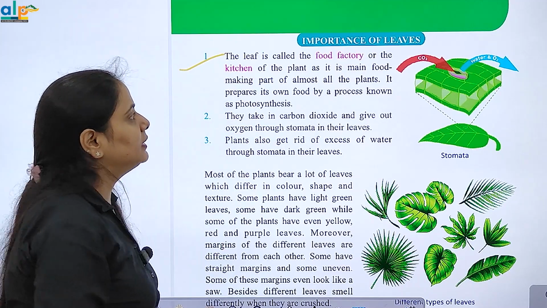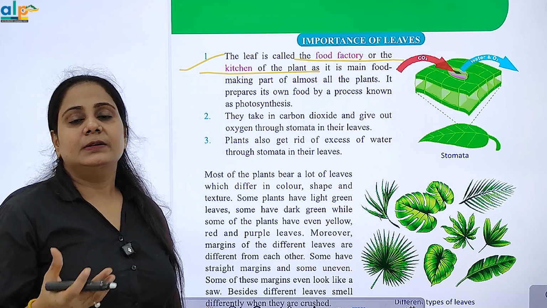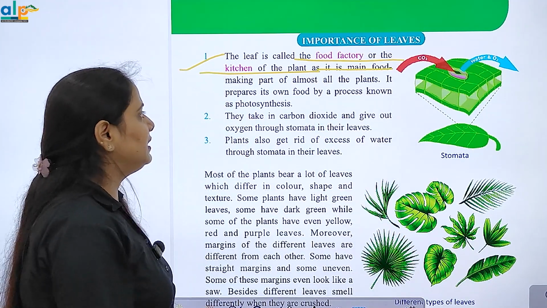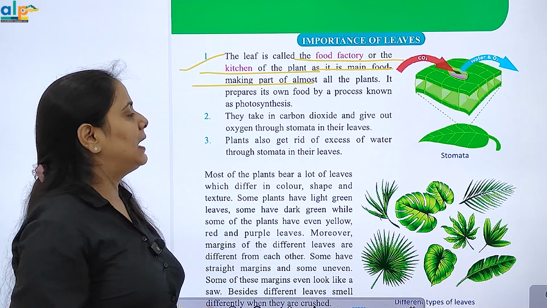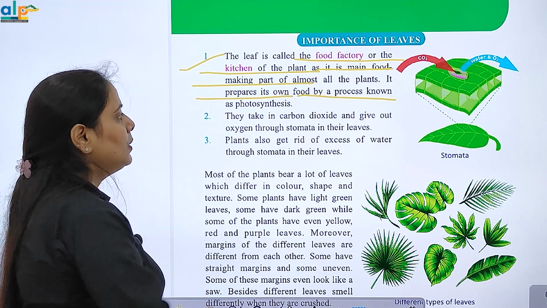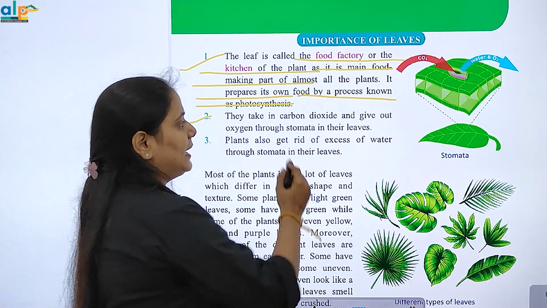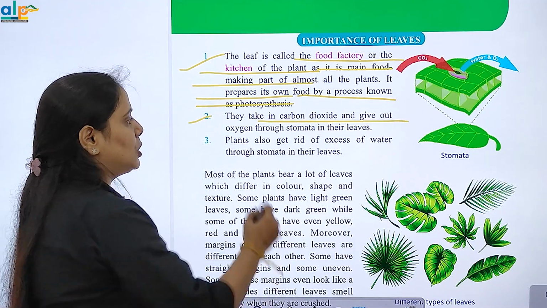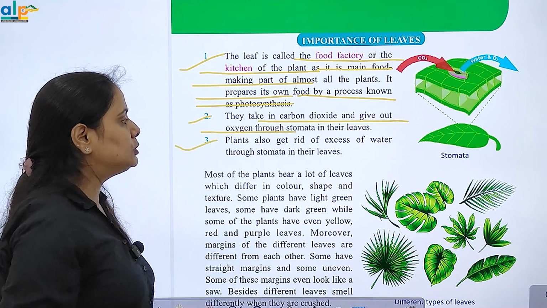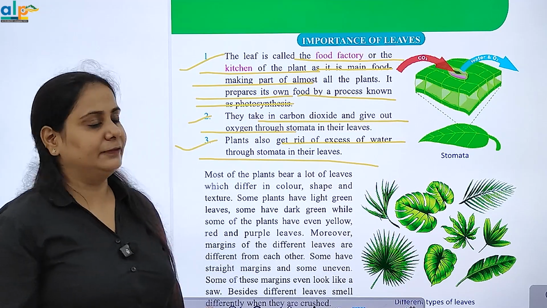Now the importance of the leaf. The leaf is called the food factory or the kitchen of the plant. Leaves make food for the plant. As the main food making part, almost all plants prepare their own food by the process known as photosynthesis. Second, they take in carbon dioxide and give out oxygen through the stomata in their leaves. Plants also get rid of excess water through the stomata in their leaves.